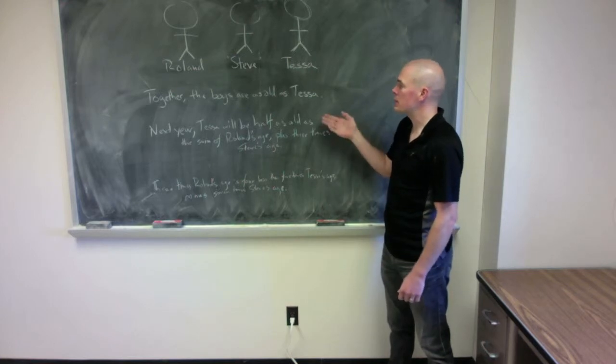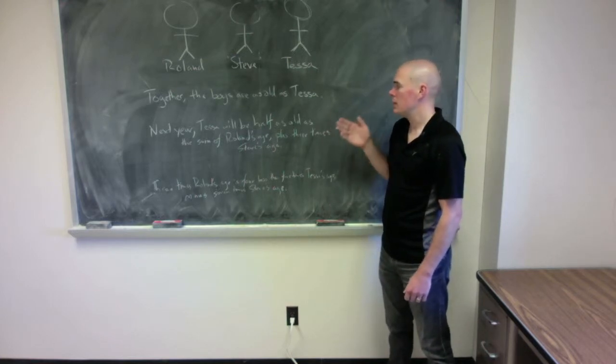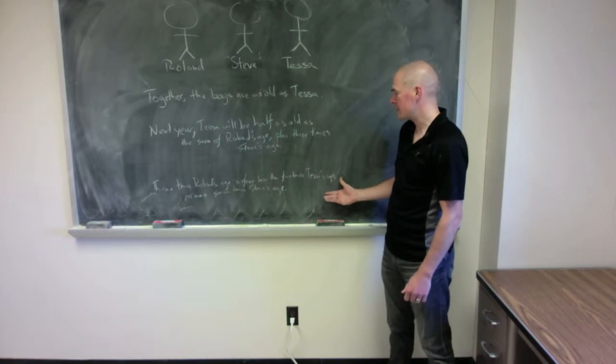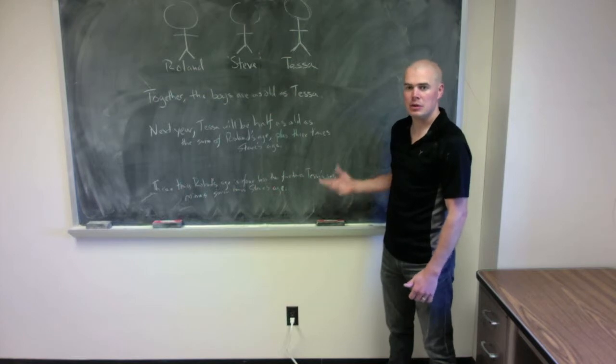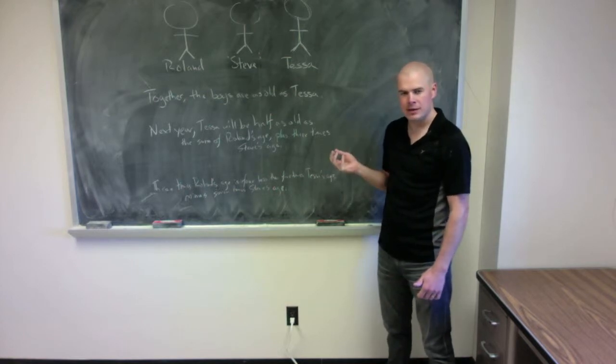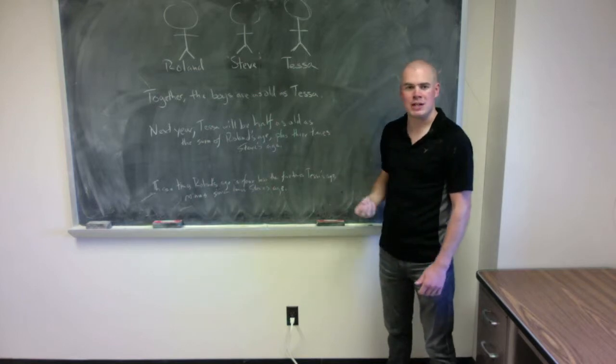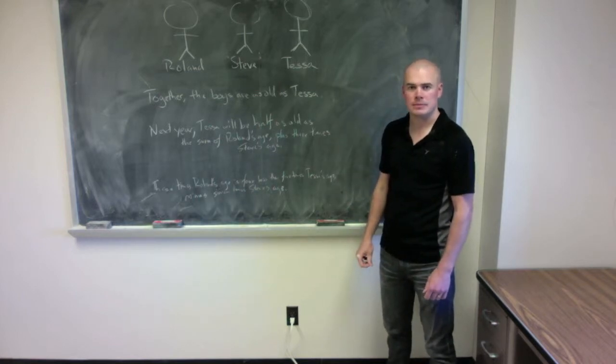That together the boys are as old as Tessa. Next year, Tessa will be half as old as the sum of Roland's age plus 3 times Steve's age, and 3 times Roland's age is 4 less than 5 times Tessa's age, minus 7 times Steve's age. These sentences are kind of complicated, so I want you to take a moment to parse them and think about how these can be translated into linear equations.